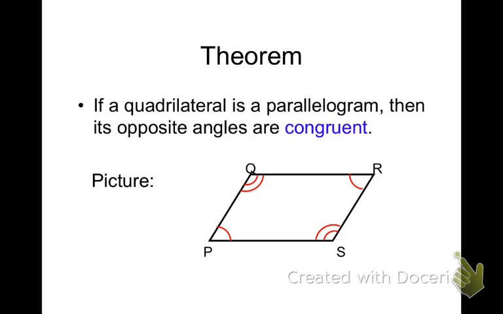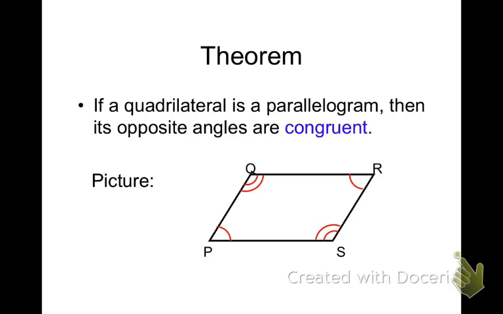Now, there are some proofs that do come into play in Chapter 8. We are not going to do them, but don't be surprised if you see one as like a bonus problem. Let's do a quick informal proof of this. If QR was parallel to, let's say, PS, these are my parallel lines, and this is my transversal.